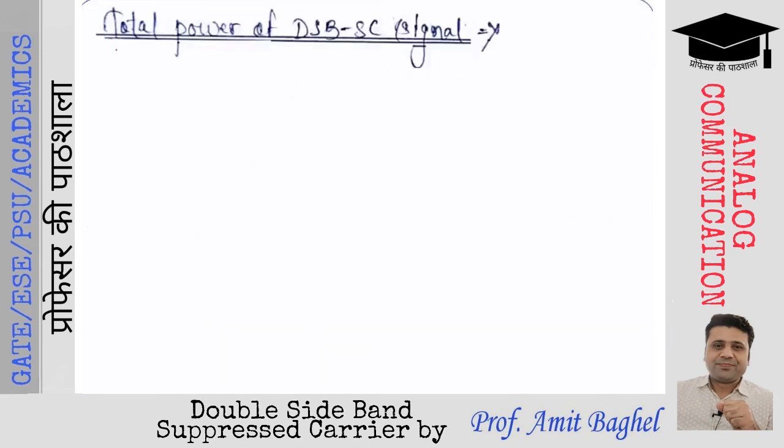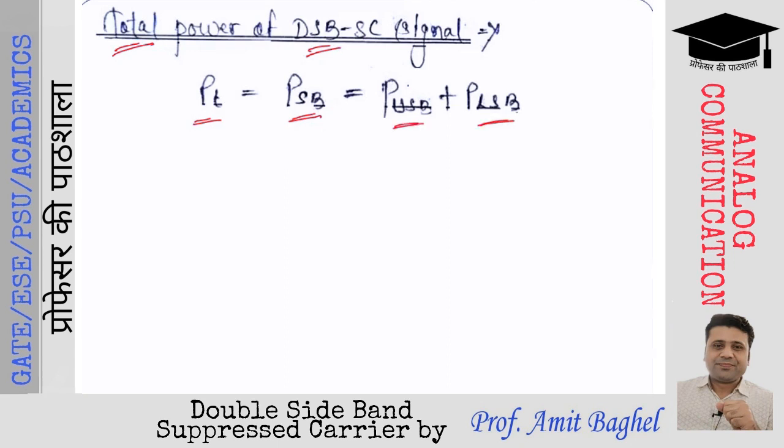Total power of DSBSC signal. Power components DSBSC signal के अंदर क्या होते हैं? Total power will be equal to only the sidebands power. There is no carrier power. Hence, the total power will be equal to sideband power. Sidebands are upper sideband and lower sideband. So, total sideband power is upper sideband power plus lower sideband power.